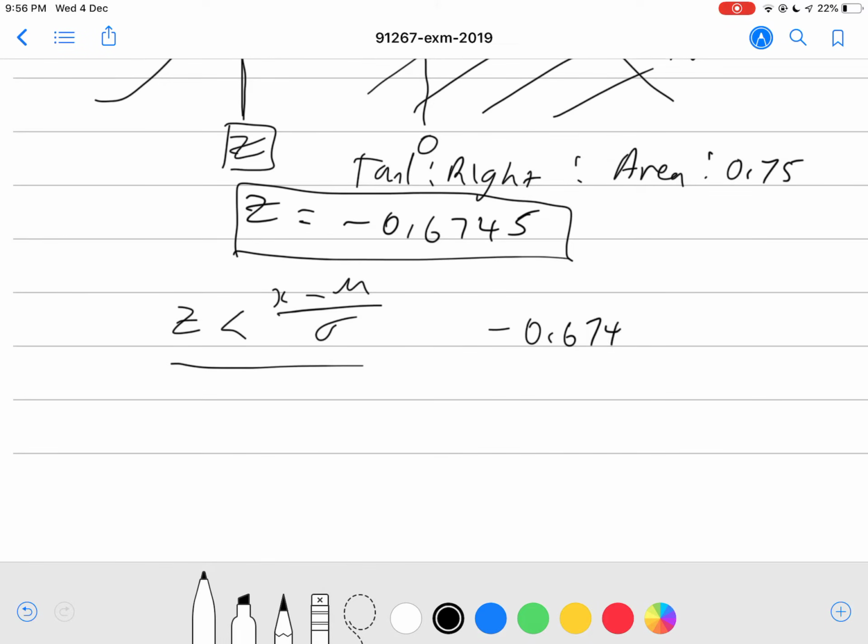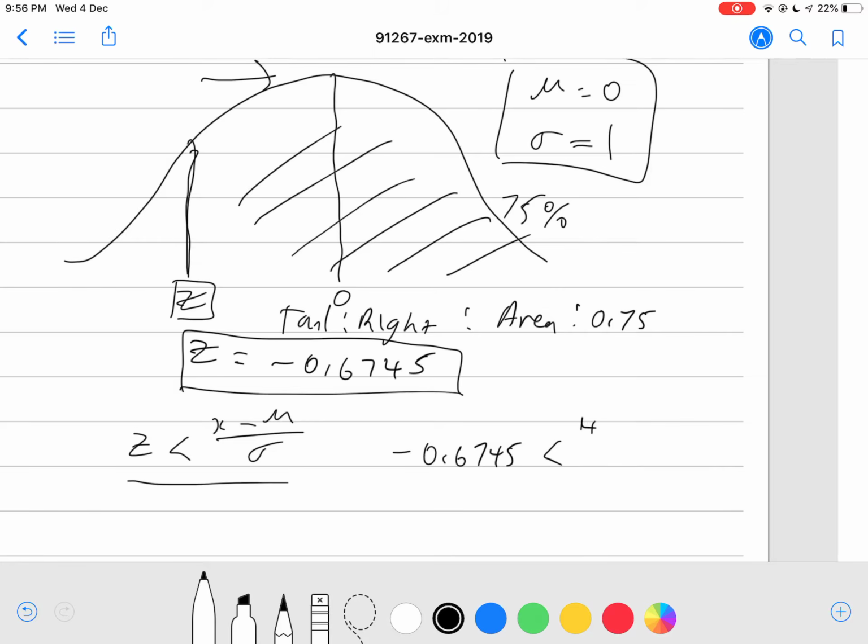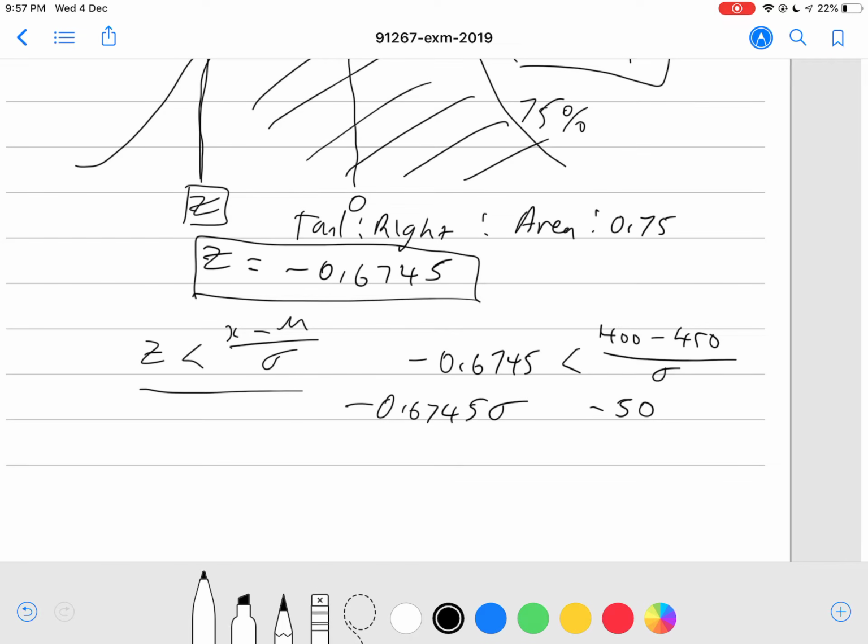We say negative 0.6745 is less than our x value, which is 400 minus our mean, which is 450, over our unknown standard deviation. If we move the standard deviation to the other side, it's basically just algebra now. So this will equal 400 minus 450 is negative 50, divided by negative 0.6745, and that gives us, oh sorry, it's not equal to, it's less than. So that gives us the standard deviation must be less than 74.13.